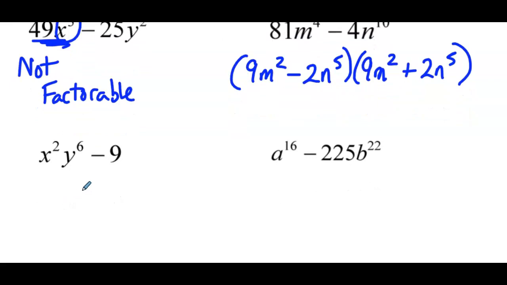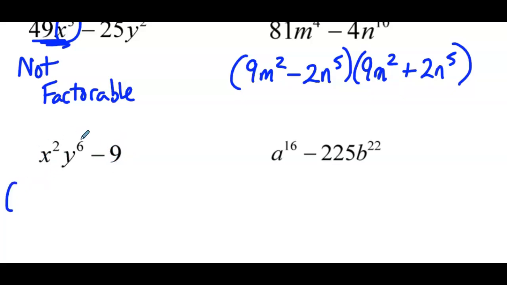Next we have x squared times y to the 6th minus 9. So now we have two variables in one term. Well, x squared is a perfect square, as is y to the 6th. So combined, this is still a perfect square. And then minus 9. 9 is a perfect square.